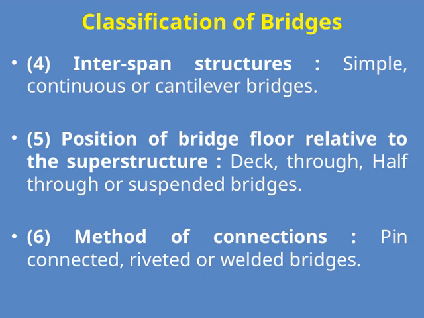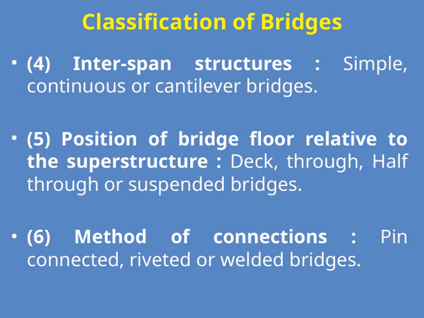Finally, the method of connections plays a crucial role in the structural integrity and construction process of bridges. Connections can be pin-connected, riveted, or welded. Pin connections are flexible and allow rotation, often used in movable bridges. Riveted connections, common in older structures, involve bolted joints that are riveted in place, providing good strength. Welding, which is more modern, involves fusing materials together to create a continuous structure, offering high strength and durability.